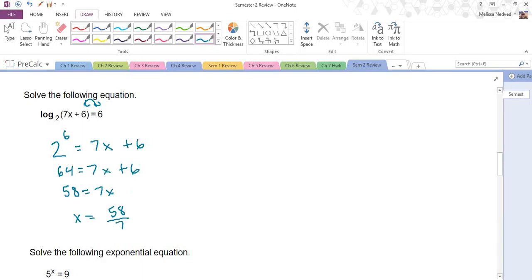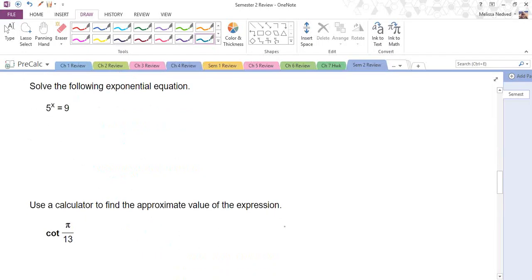Okay? And our last Chapter 5 review here is working with rewriting or using exponential functions and solving them using logs. So I've got 5 to the x equals 9. Now remember, the last time we tried solving an exponential function, we asked ourselves, could we rewrite the other side to have the same base?